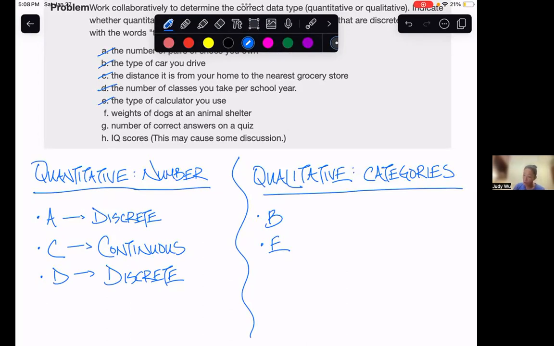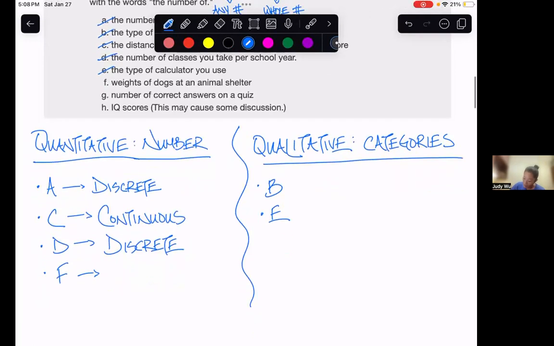All right, F, the weight of dogs at an animal shelter. I'm definitely a dog person. I don't know how many of you are cat people out there. You know, good on you, but I like the dogs. But the weight of dogs at an animal shelter, we know that that's a number, but that is going to be continuous, right? We don't say that dogs have to be whole number pounds or ounces. It's just some sort of like, my dog is 39.5 pounds. Weight of dogs at an animal shelter would be a continuous quantitative data value.